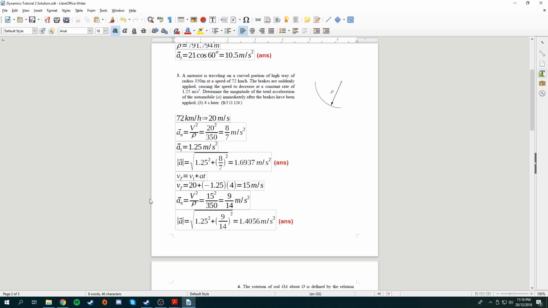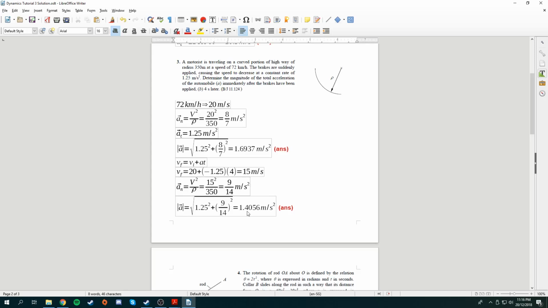Again, I use the centripetal acceleration formula, and I can find the normal acceleration, which is the centripetal acceleration, to be 9 over 14 meter per second square. And I can find the magnitude, and that will be 1.4056 meter per second square. So that's the answer.